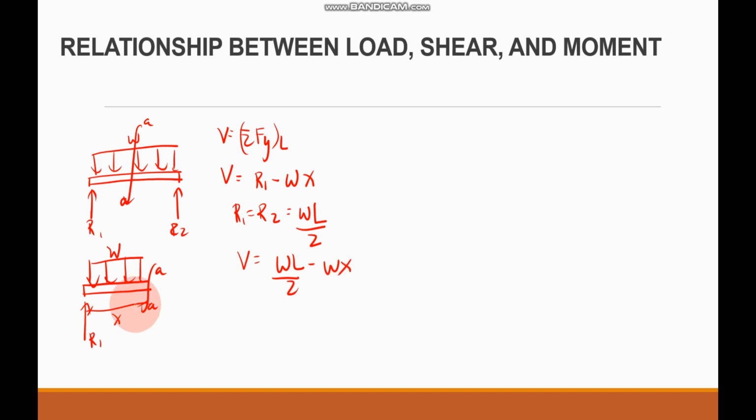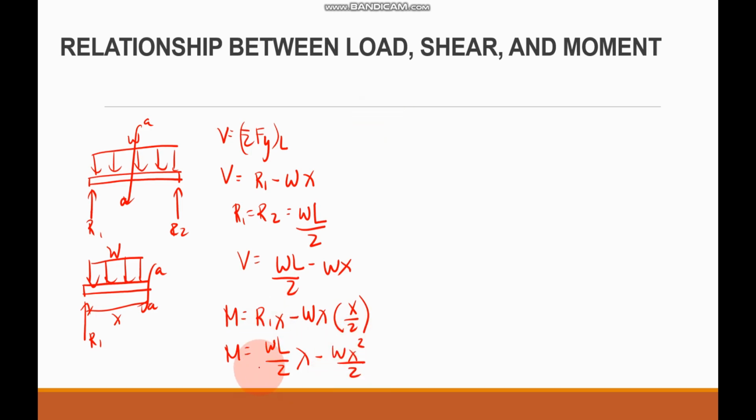And then if we will take the moment at this portion, the moment is equal to R1X minus WX multiplied by the moment arm X over 2. So the moment now is equal to R1X. So let us substitute R1 with WL over 2 multiplied by X minus WX squared all over 2.